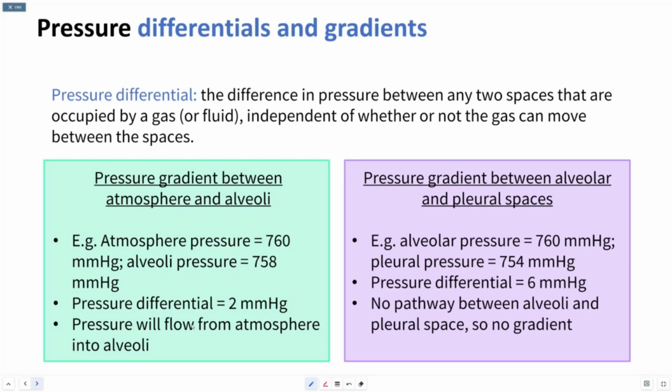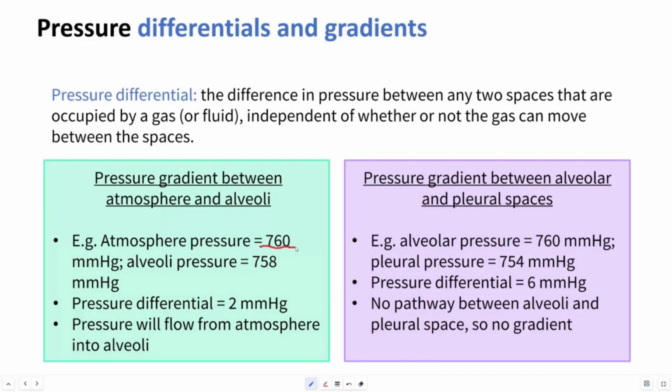Today's module is on ventilation, pressure differentials and gradients. The atmosphere is the air in the environment that surrounds us. Atmospheric pressure is the pressure that gases in the air exert in the environment. The accepted pressure at sea level is roughly 760 millimeters of mercury.